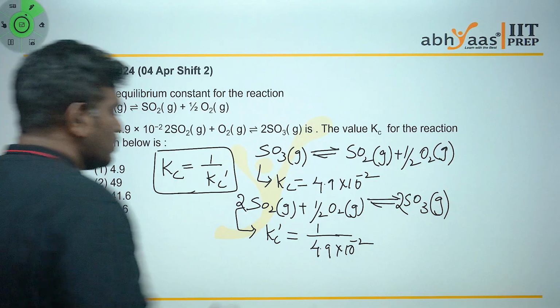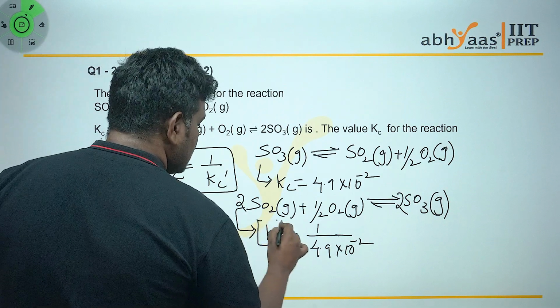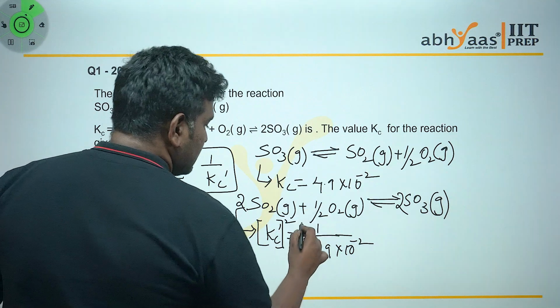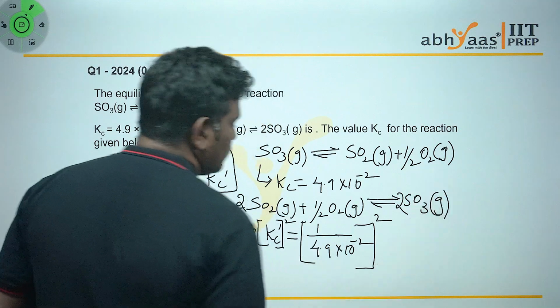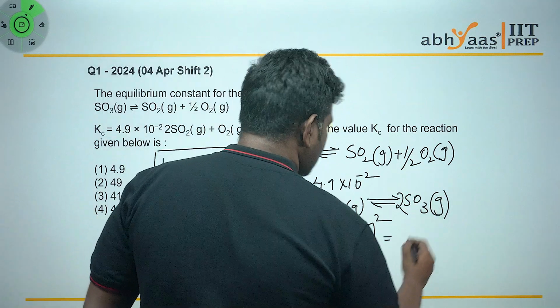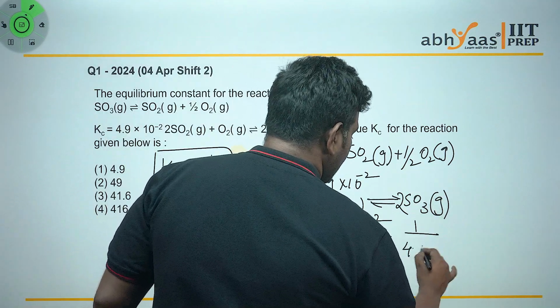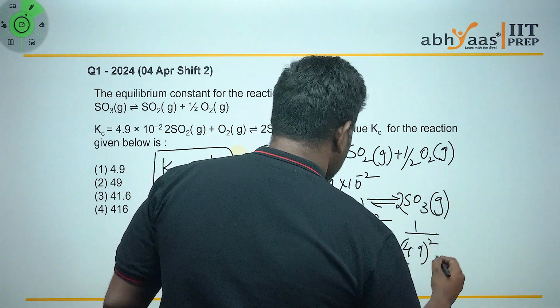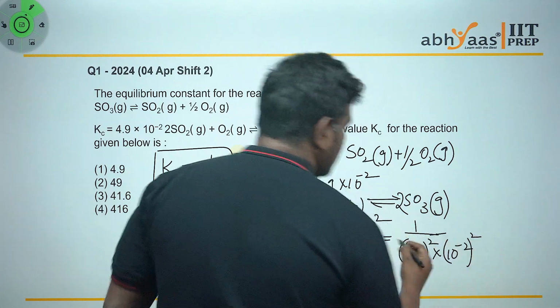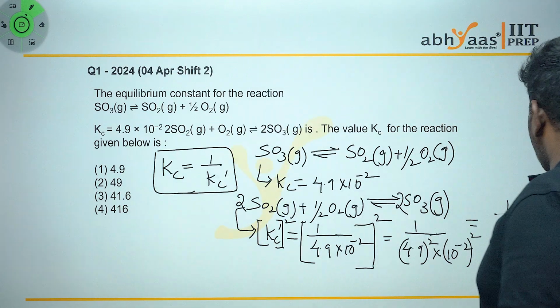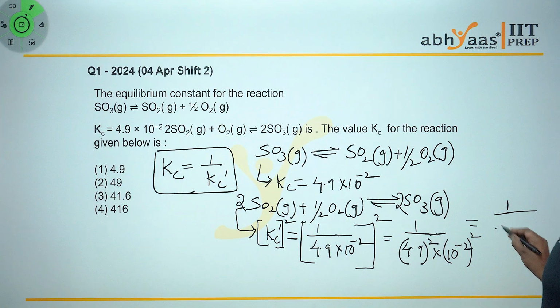So what do we have to do? We have to raise this Kc dash to the power 2. That means this entire term will be squared. So it will become 1 by 4.9 the whole square into 10 raised to minus 2 the whole square. So 1 by 4.9 the whole square is 24.1, I guess, and into 10 raised to minus 4.